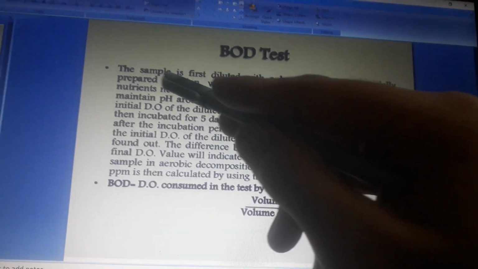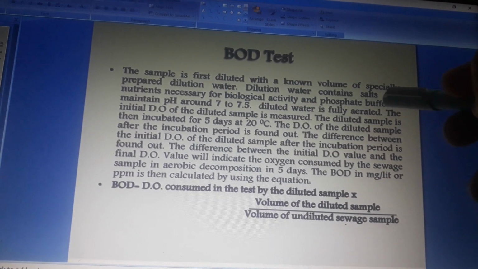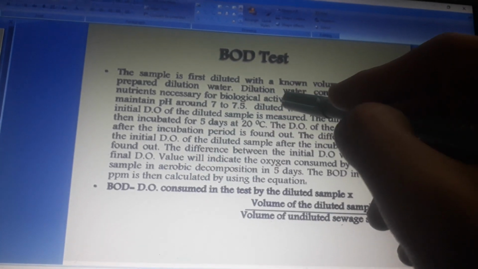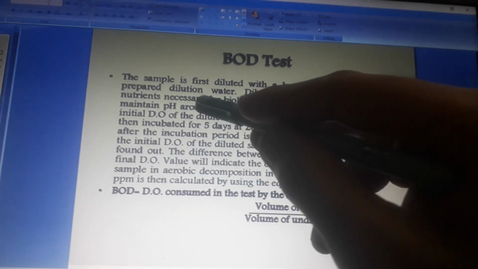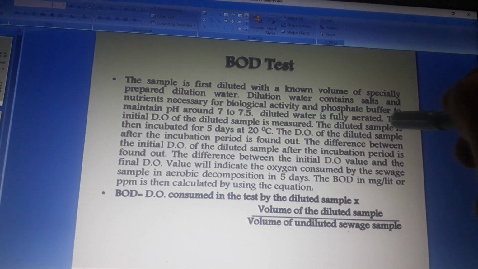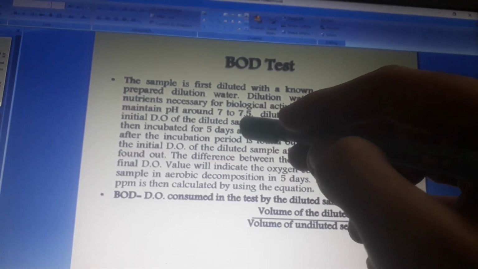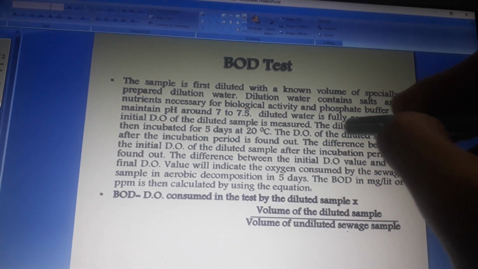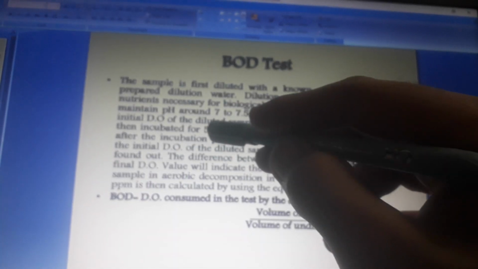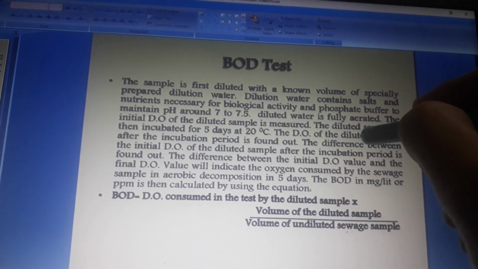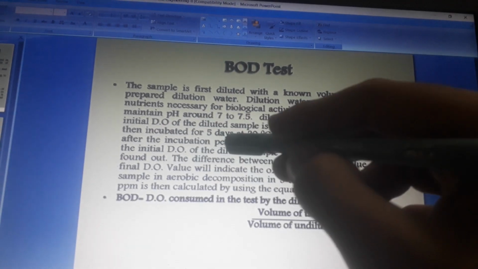BOD test. The sample is first diluted with a known volume of specially prepared dilution water. Dilution water contains salts and nutrients necessary for biological activity and phosphate buffer to maintain pH around 7 to 7.5. Diluted water is fully aerated. The initial dissolved oxygen of the diluted sample is measured. The diluted sample is then incubated for 5 days at 20 degrees Celsius.